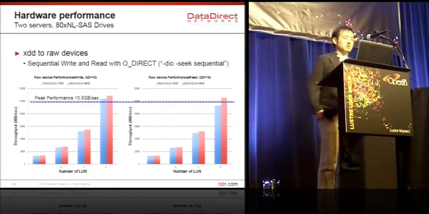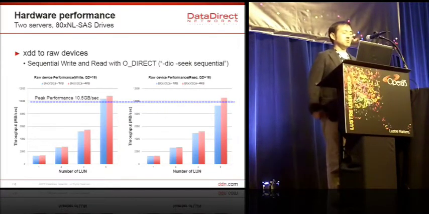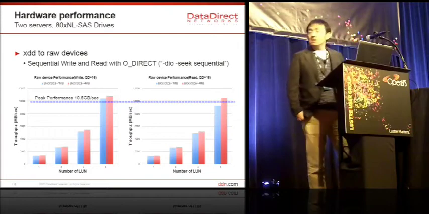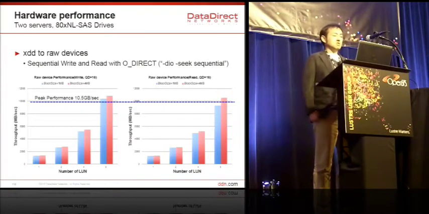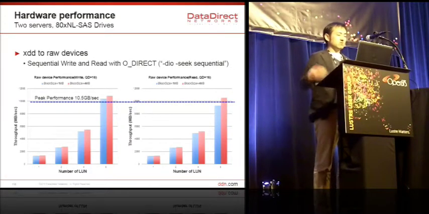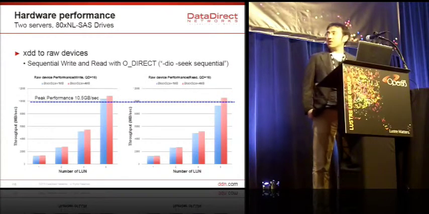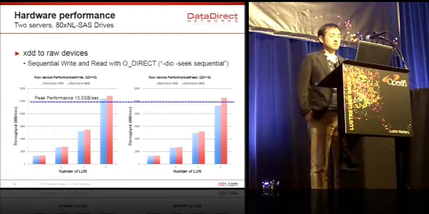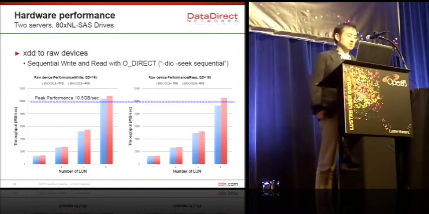Before the Lustre benchmarking, we run hardware benchmarking to make sure what the hardware performance and capability are. We run XDD to the raw LUN devices without Lustre. This is a sequential read and write using direct I/O, so there is no caching on the OSS side.